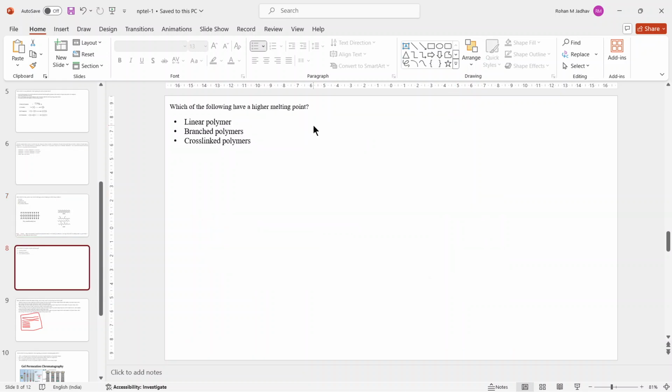So the ranking of the higher melting points is: cross-linked polymers will be first, then we have the linear polymers, and then we have the branched polymers.